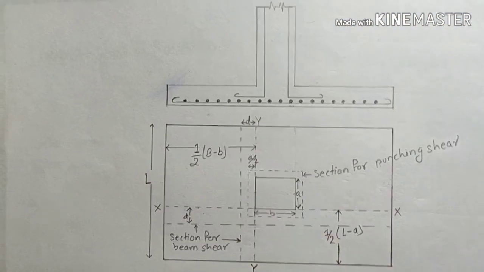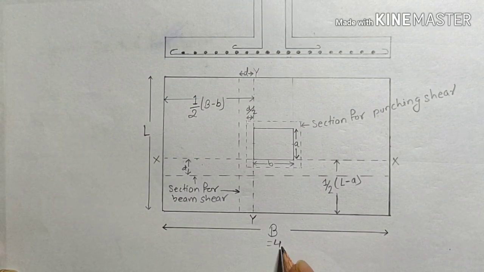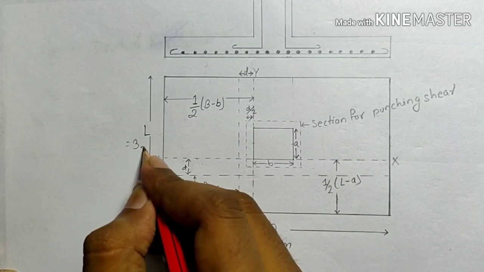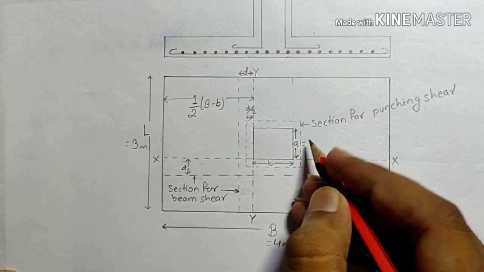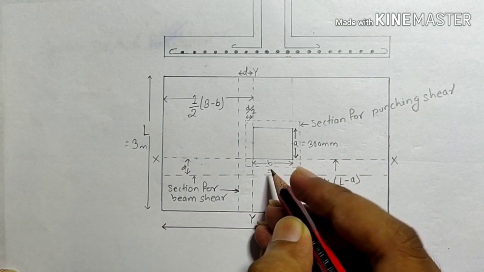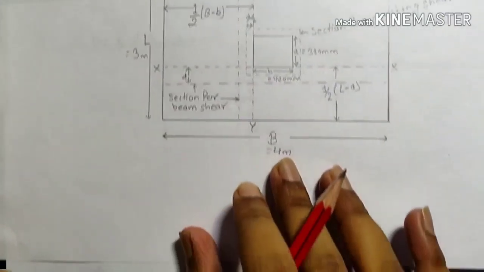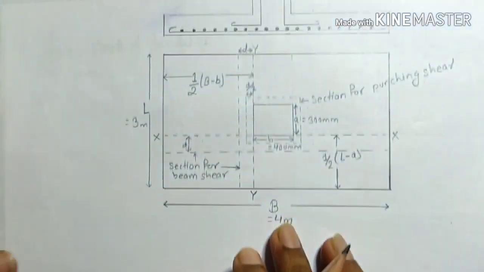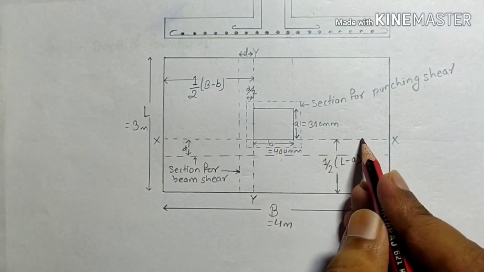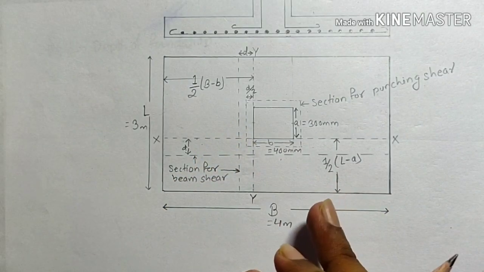So this is going to be our diagram which we are designing right now, and here the value of B equals 4 meter and the value of L is equal to 3 meter, and the value of small a equals 300 millimeter, and the value of small b is equal to 400 millimeter. Now we need to find the moment, and here are the axes about which we will be finding the moment: about y-axis and moment about x-axis. So let's find the moment about y-axis first using this diagram, and then we will find the moment about x-axis.